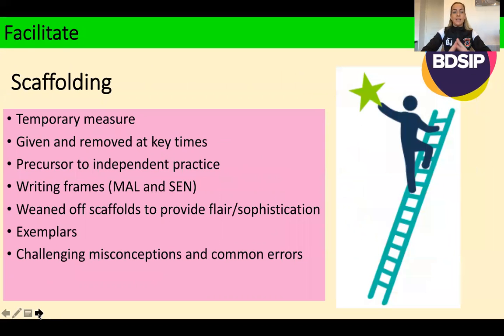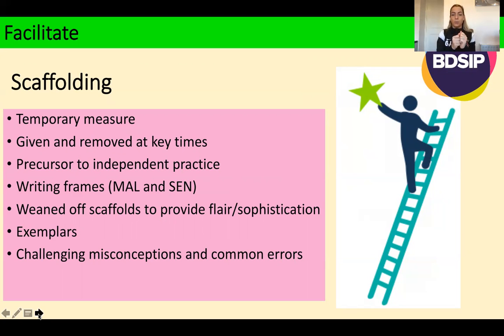So scaffolding is a temporary measure. It is given and removed at key times. It is really vital in independent practice. You can have writing frames, and it's really important that we start to wean our students off the scaffolds. And then providing exemplars is going to be key in this provision, and challenging misconceptions and common errors.